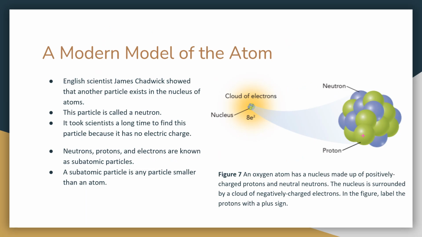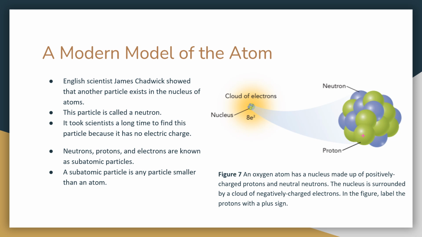All right, now a modern model of the atom. English scientist James Chadwick showed that another particle exists in the nucleus of atoms. This particle is called a neutron. It took scientists a long time to find this particle because it has no electric charge. Neutrons, protons, and electrons are known as subatomic particles. A subatomic particle is any particle smaller than an atom.